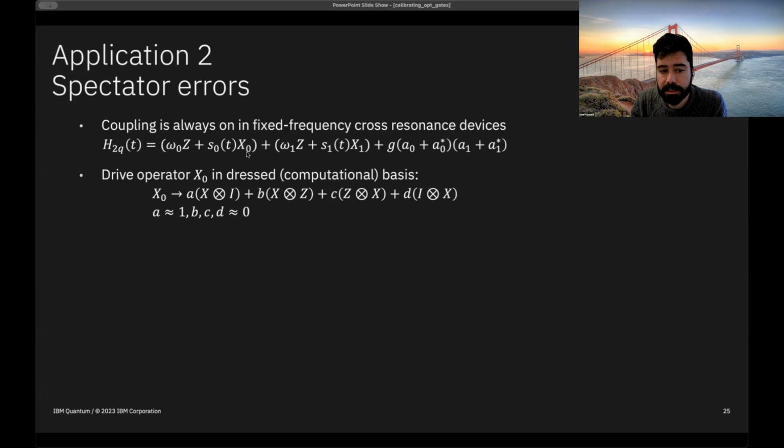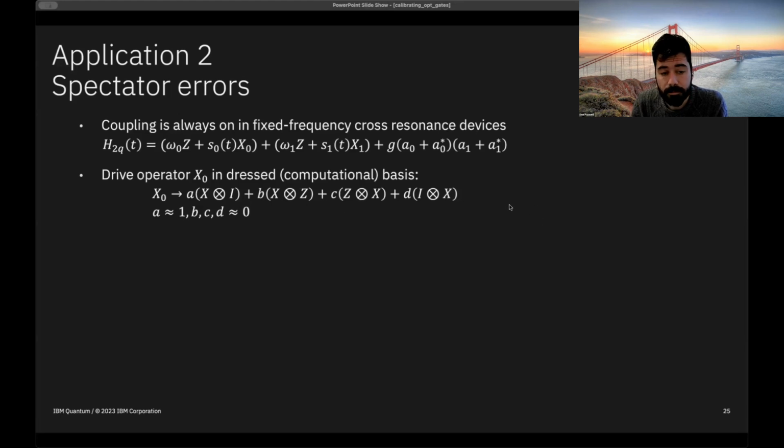So if we look at, say, X0, if you move from this standard basis that we write things into the dressed basis, X0 actually becomes a non-local operator. So it looks like X tensor identity, which is kind of what we think of it as. But then you also get this X tensor Z, Z tensor X, and I tensor X contribution. And this is in the computational subspace. Of course, it's close to X tensor identity. A is going to be close to 1, and B, C, D, these coefficients are going to be close to 0, but they're not 0. And this isn't exactly 1.